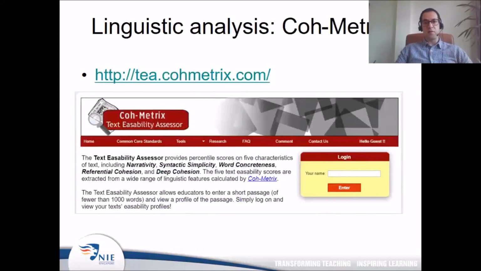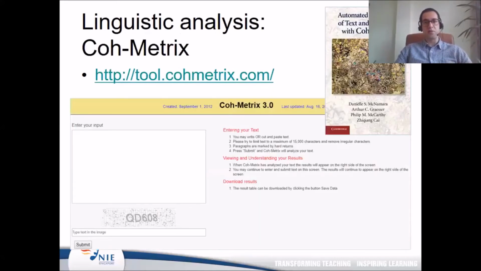So there are different Coh-Metrix applications available. This is the Text Usability Assessor, which I recommend to teachers always. It provides you with 5 indices like syntactic simplicity, narrativity, deep cohesion, and so on. And it's very easy to make sense of. You can use this for your usual teaching as well, and that's the website of Coh-Metrix. And here is the actual Coh-Metrix itself. And we also benefited from this book written by Danielle McNamara and her team.